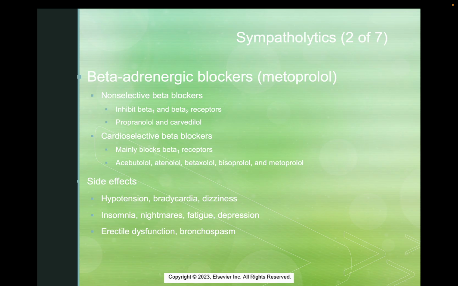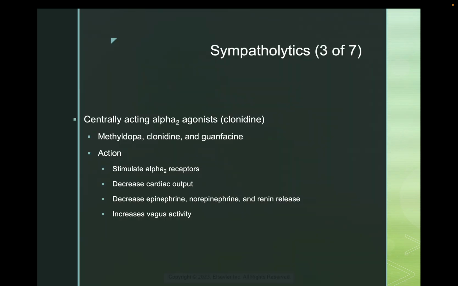Side effects of these, obviously, if you're overdosing, are hypotension, bradycardia, dizziness, and can cause some insomnia, fatigue, depression, erectile dysfunction. Some can cause bronchospasm, depending on what that's targeting, if it's got some beta 2 influence on it.